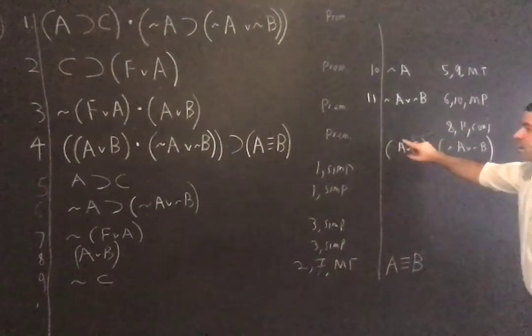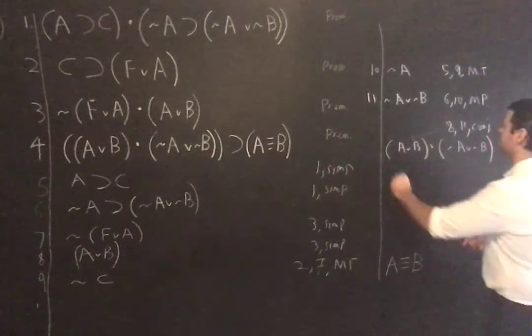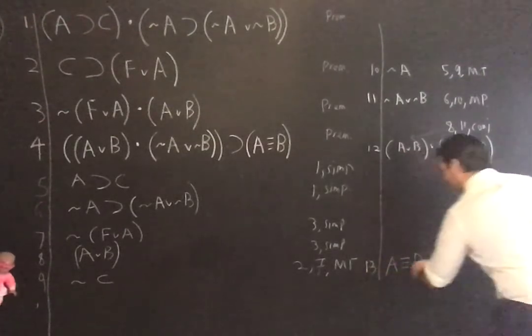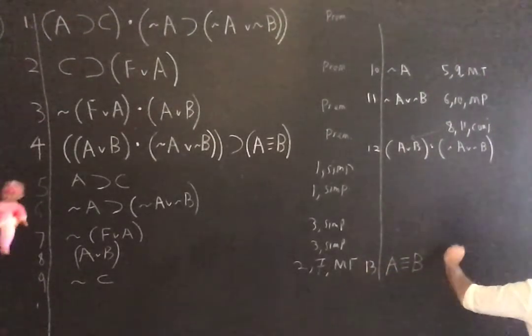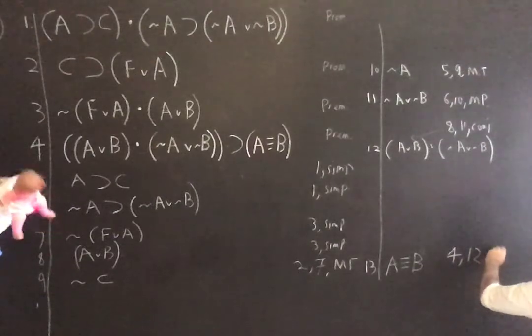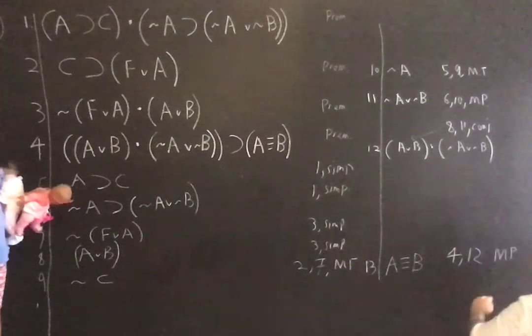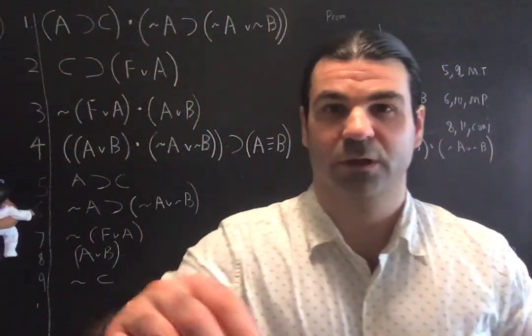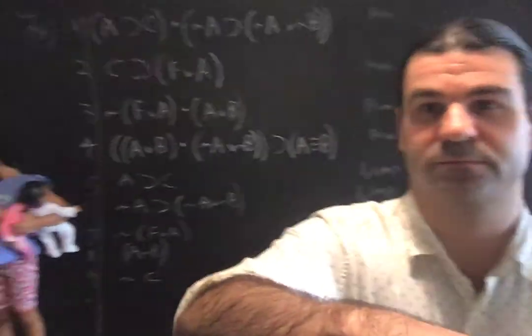Okay, and that's it. Now with 4 and 12, so now this is still, I just put a 13 over here, 4, 12 modus ponens. And that's it. That's how you do it, okay? So that was a good example of working backwards in practice.